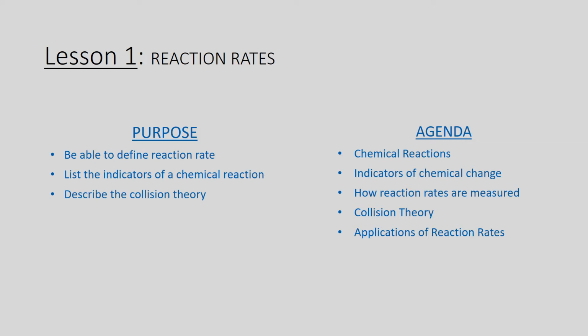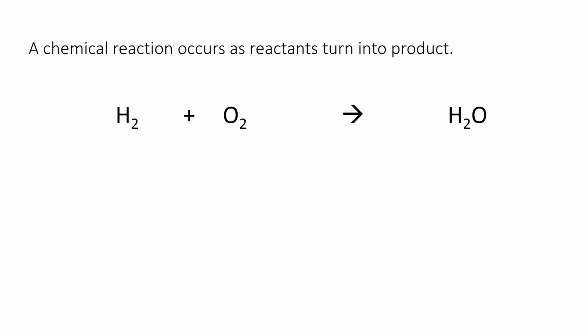What we're going to try to do in this presentation is talk about chemical reactions, remind ourselves what the indicators of chemical change are, and talk about how reaction rates are measured. Then we're going to look at something called the collision theory, and then lastly talk about real-life application of reaction rates. To get us started, let's talk about what a chemical reaction is.